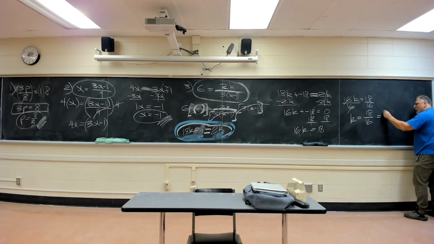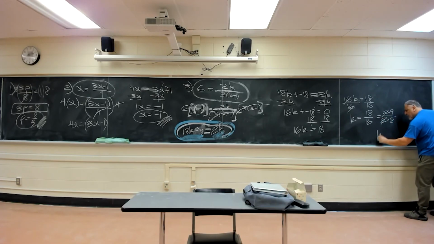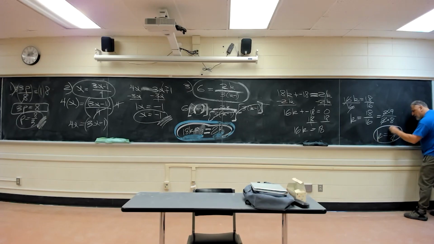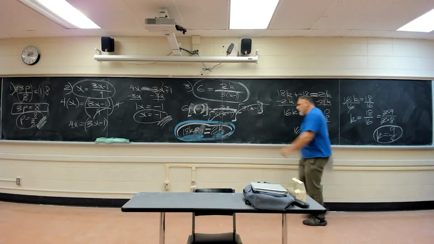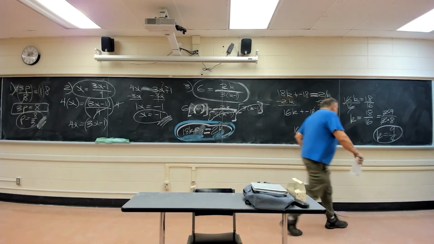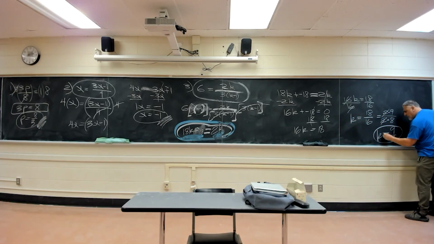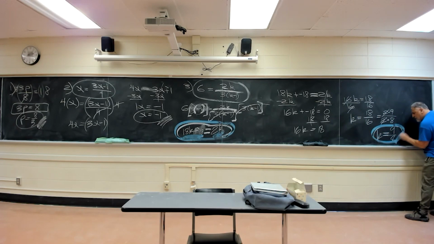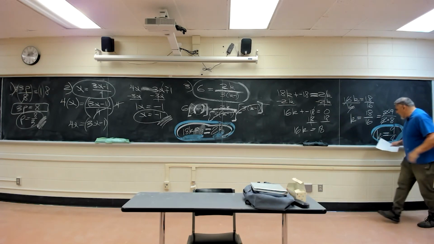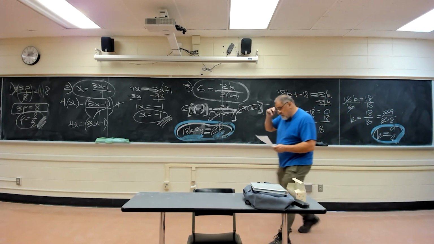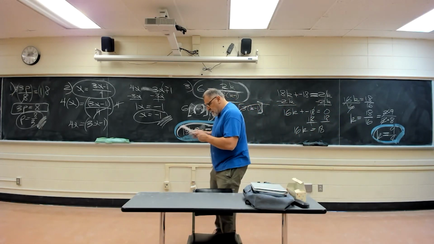2 times 9 is 18. 2 times 8 is 16. Should be the final answer. K equals 9 over 8 for number 3.